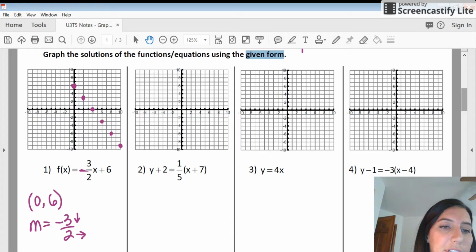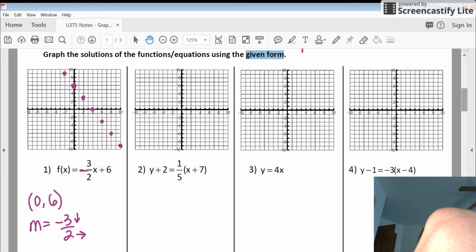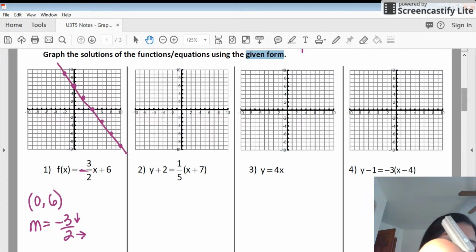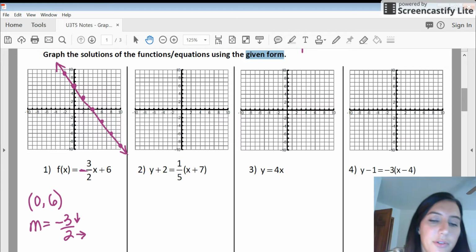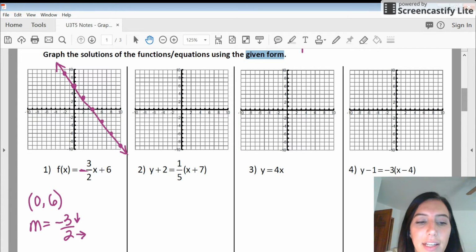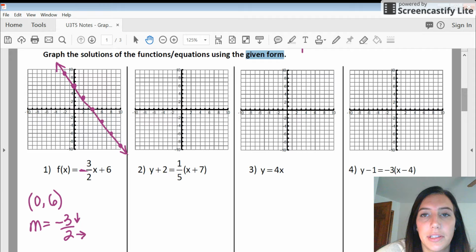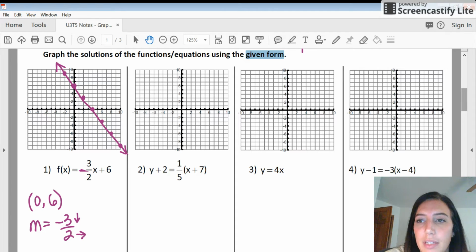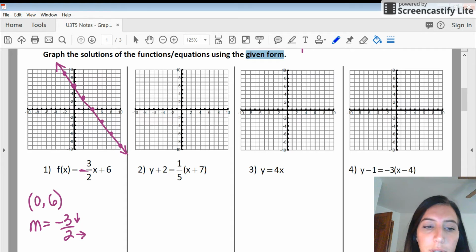Notice that from the y-intercept, I can also go up 3 and left 2, which also represents that negative slope. We connect our points to form the line. So that's how we graph an equation that's in slope-intercept form. Next, we're going to graph an equation that's in point-slope form.